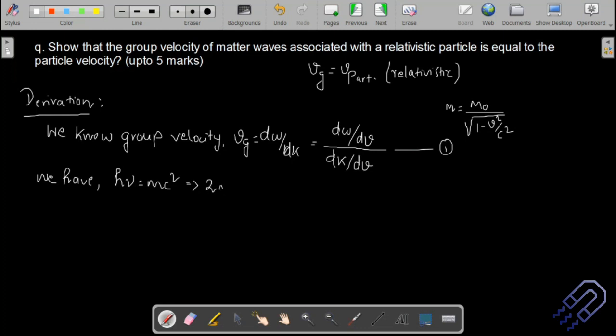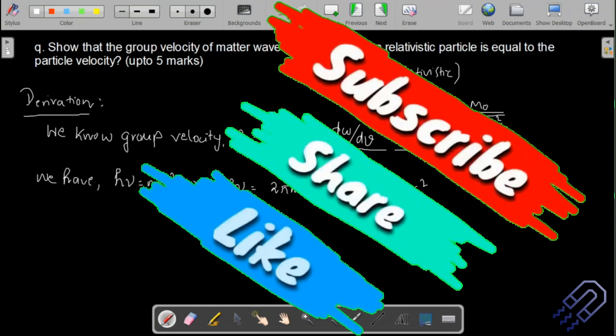So I can write down 2 pi h nu is equal to 2 pi mc square. I hope you know what we are trying to do. 2 pi nu is omega. So that means we can write down this as omega is equal to 2 pi mc square divided by h. If you are confused anyway, just tell me. Okay. So we have this relation.